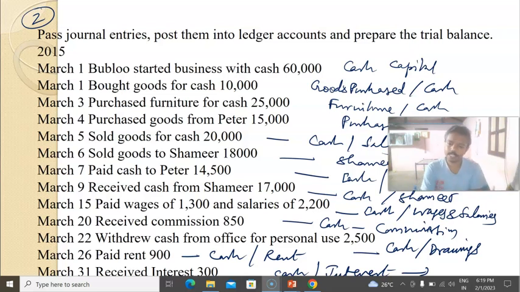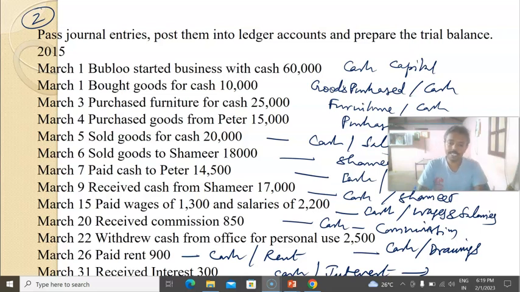Next, salaries. Likewise, same thing. Instead of wages, here salary. So salary account debited rupees 2,200 to cash account rupees 2,200, being salary paid on March 15.